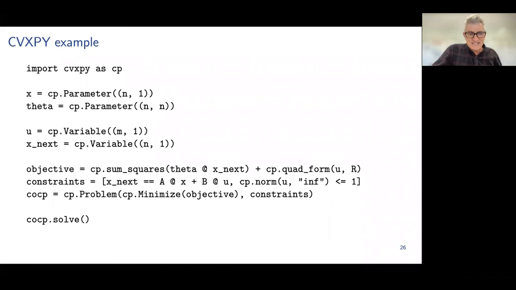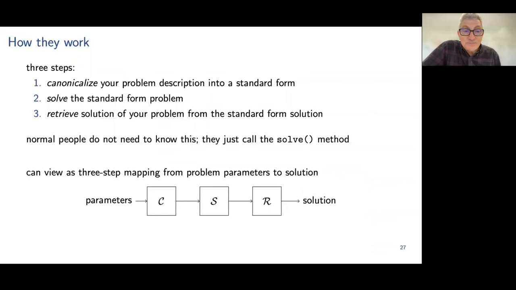Okay, so here's how they work. When you write something like that, the first step is you canonicalize your problem into a standard form. Then you solve the standard form problem. Then you retrieve the solution of your problem from the standard form solution. So these are the three steps: canonicalize, solve, retrieve. Now, the truth is that 99.9% of the users of these things don't know this, and that's totally cool. Why should they know? They don't need to know. All they do is form their problem, call the solve method, and you get a solution.